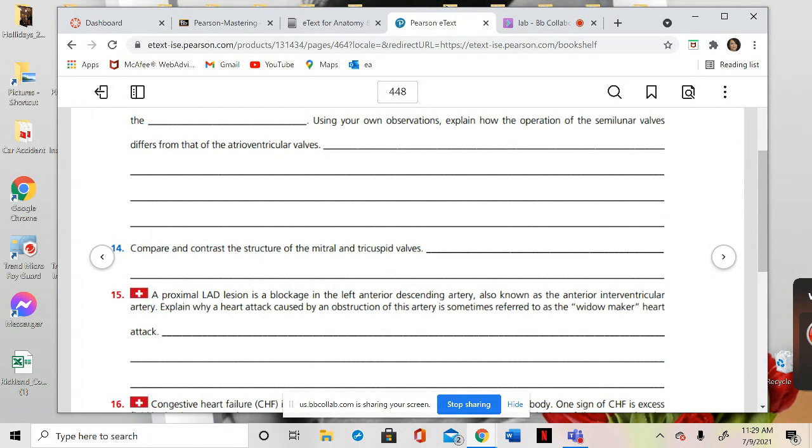Because if there is a blockage in the left anterior descending artery, as I said, it supplies the majority of the blood to the interventricular septum and the anterior ventricles. So it will prevent the oxygenated blood from reaching those ventricles. And the atria by themselves are not powerful enough to pump blood to the lung and the body. So therefore, this is a cardiac heart attack.